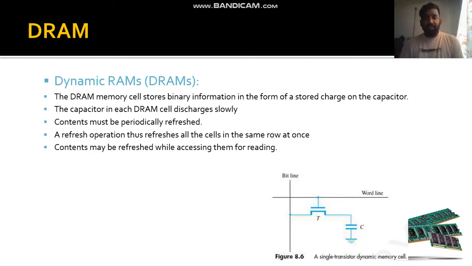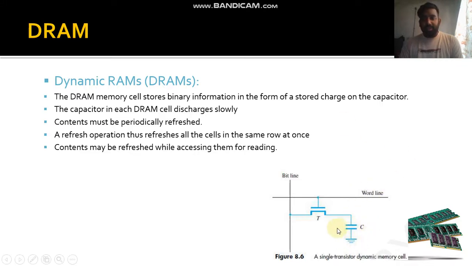It works on the principle that a capacitor has the property that it can hold some amount of charge for a short period of time. The dynamic RAM cell stores binary information in the form of stored charge on the capacitor. The capacitor in each dynamic RAM cell discharges slowly over a period of time. Hence, the contents must be periodically refreshed so that the data will not be lost.